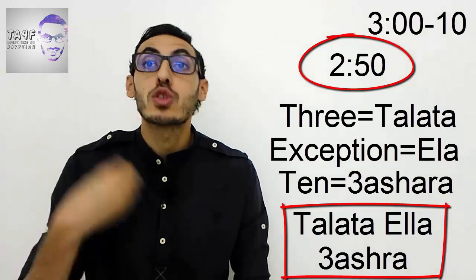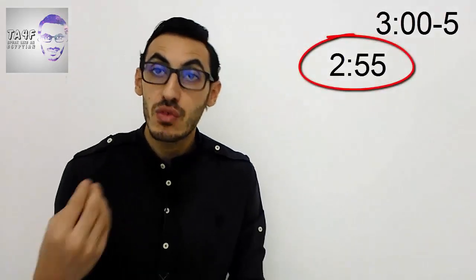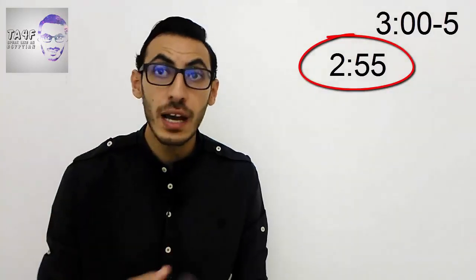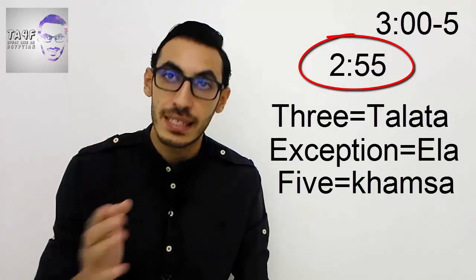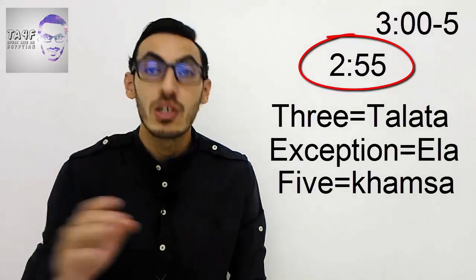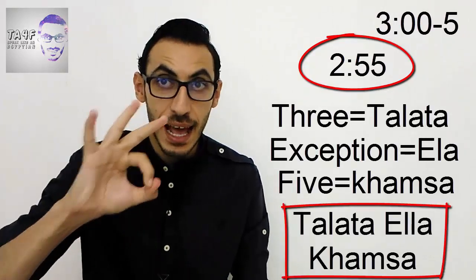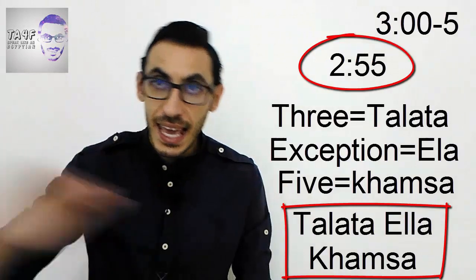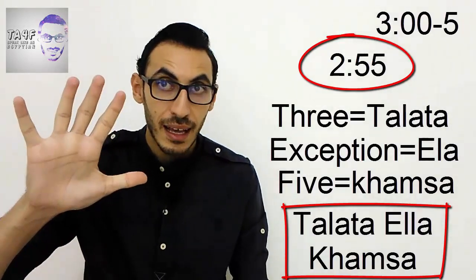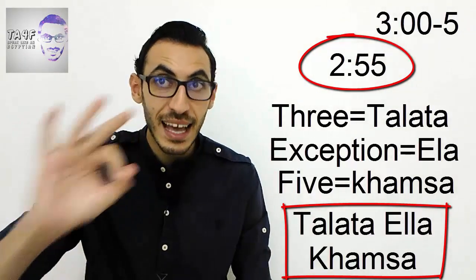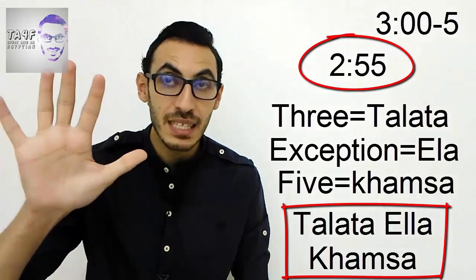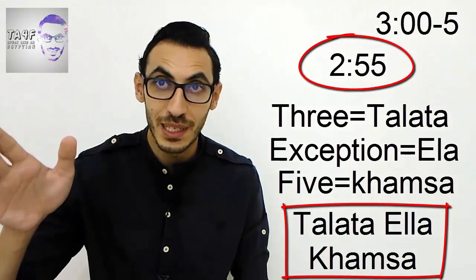Okay, what about 2:55 minutes? Just same as 3 exception of 5, right? So it's gonna be تلاتة إلا خمسة, which is 2:55 minutes.